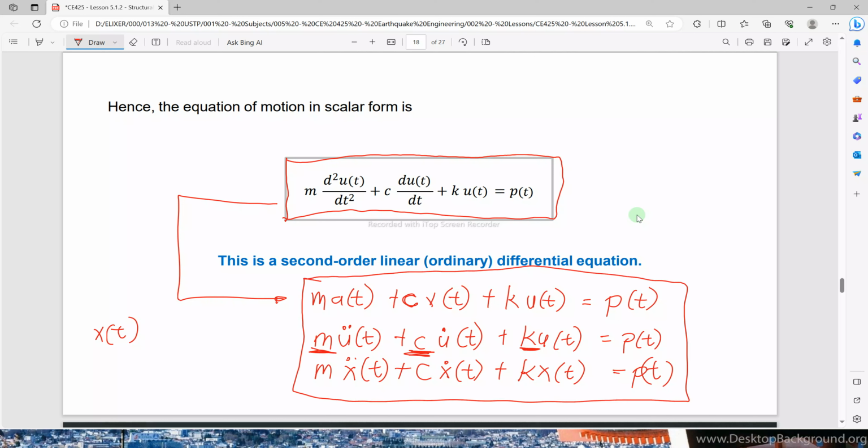And if you notice, this is a second order linear ordinary differential equation. So this is an ordinary differential equation because there is no partial differentiation here. Second order, because there is a differentiation up to the second order, and at the same time, this is a linear differential equation. So, muna siya, na-simplify na din natin ang equation of motion into this form.